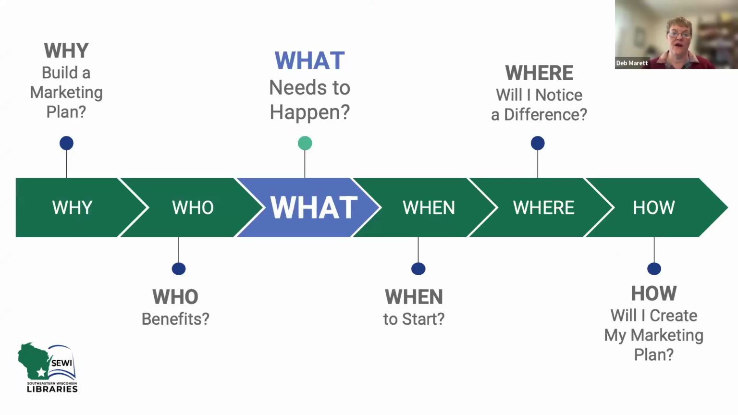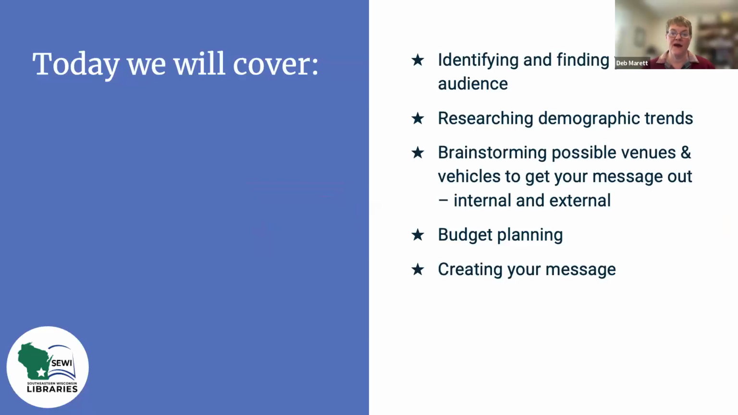So this week we are up to the what. We've talked about the why and the who, and this week is all about actually getting into what you've probably been thinking about all along when it comes to creating a marketing plan. Now we're into where you're going to start taking some action on these things. So today we're going to talk about identifying and finding your audience, researching the demographic trends that go along with your identified audience, brainstorming possible venues and vehicles to get your message out. And then we're going to talk about planning your budget and then creating your messaging.